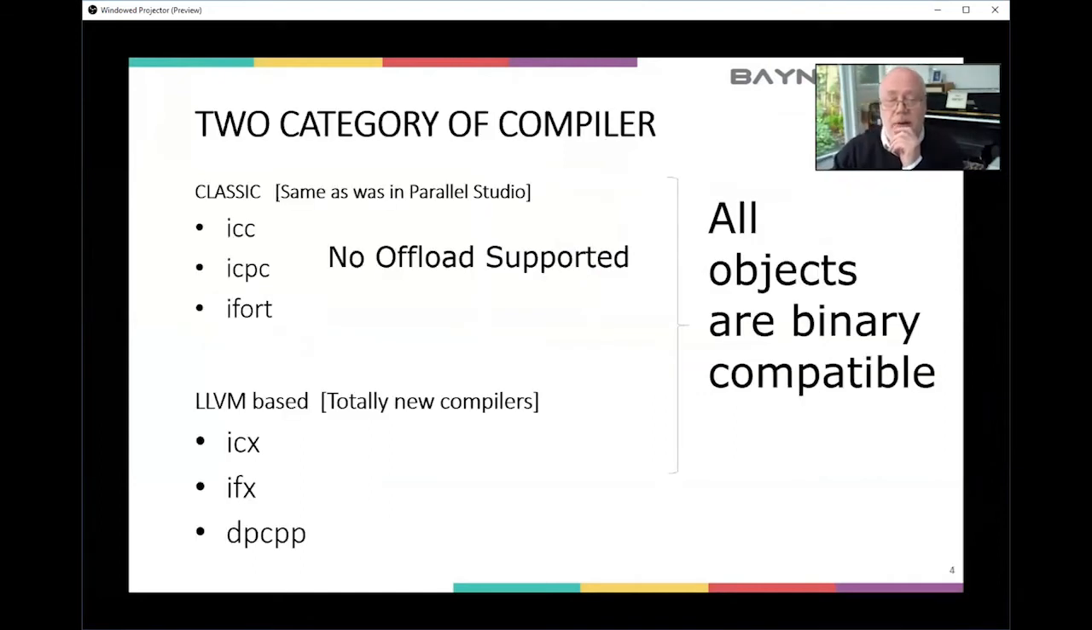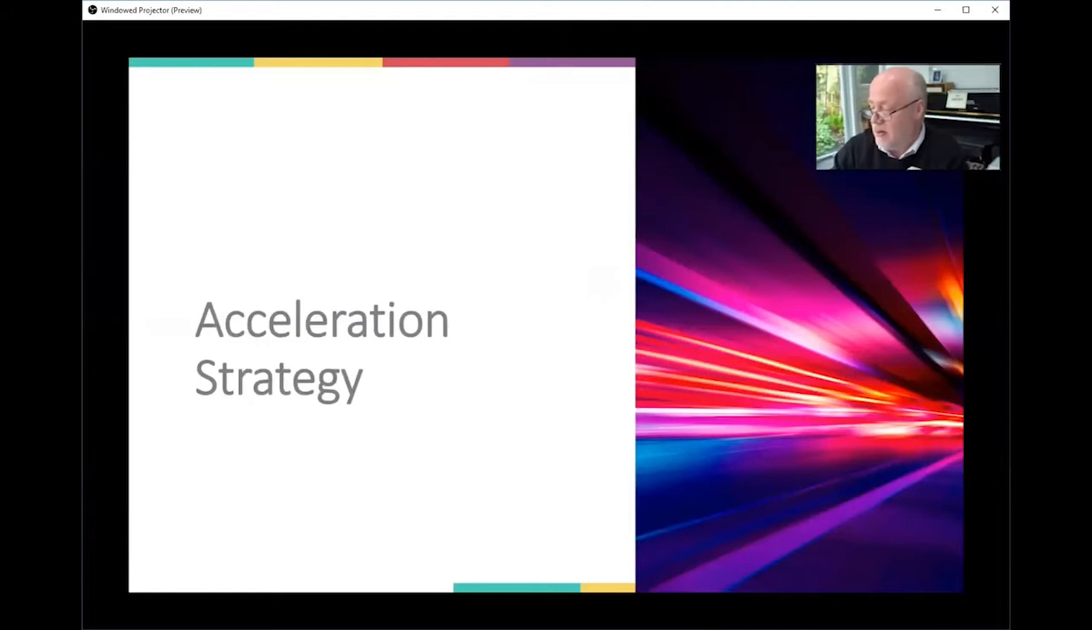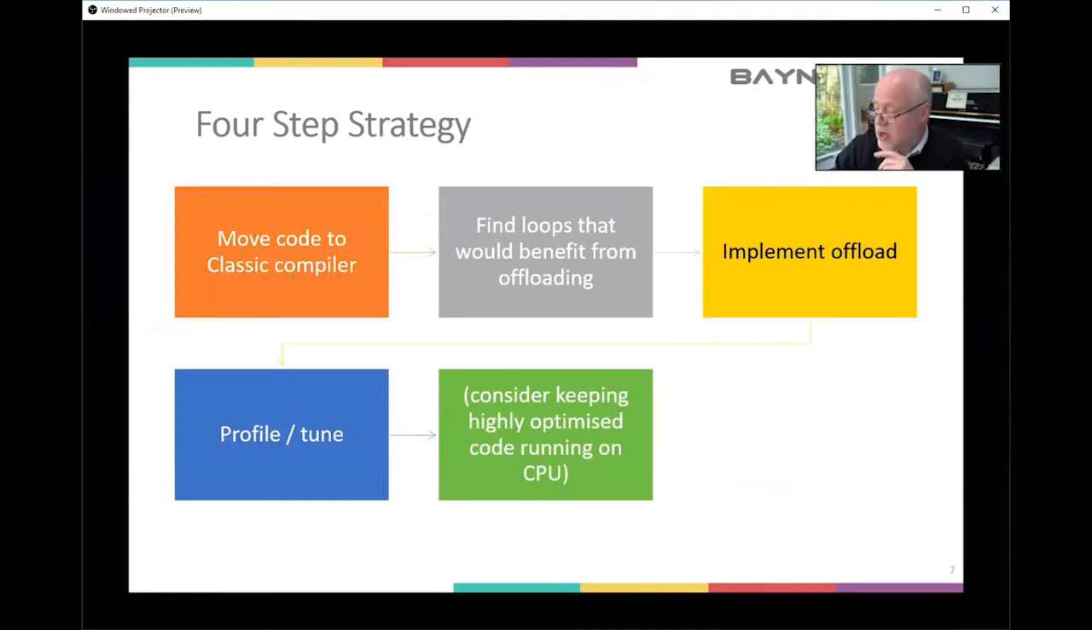And you learned yesterday that the reason that we're able to do that mixing is because for the classic and the LLVM compilers, the objects are binary compatible. I gave some diagrams on the strategy for yesterday, but we'll just skip past that one. So what about today? An acceleration strategy. What I'm suggesting is that there are 4 or 5 steps. I put 5 here because I put an extra step in brackets at the end, but it's 4 steps.